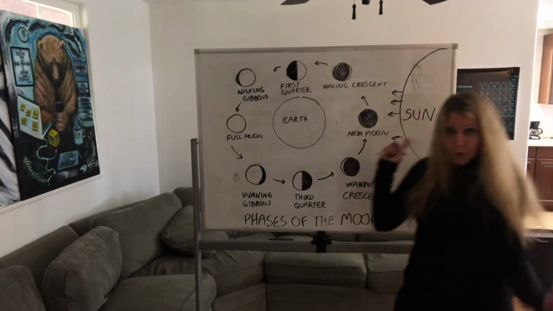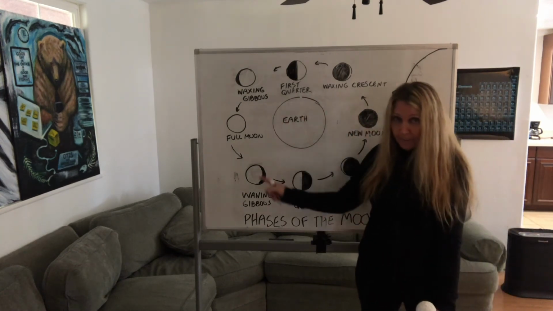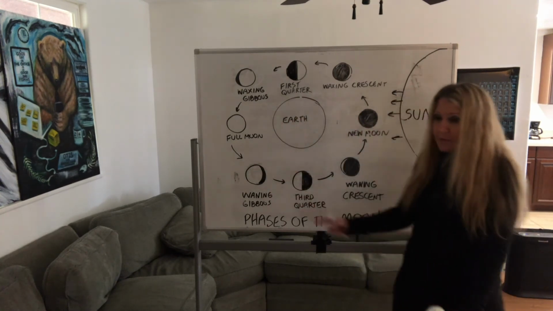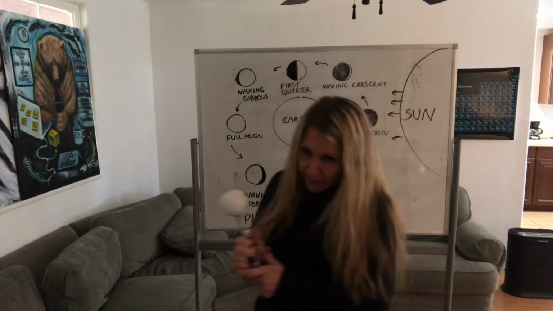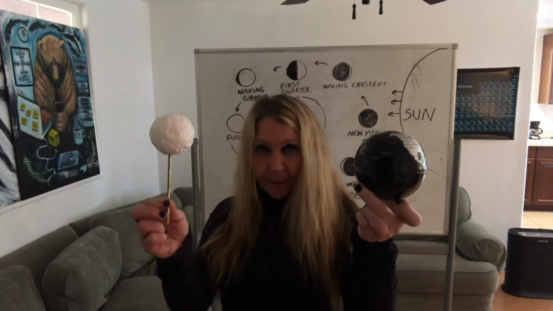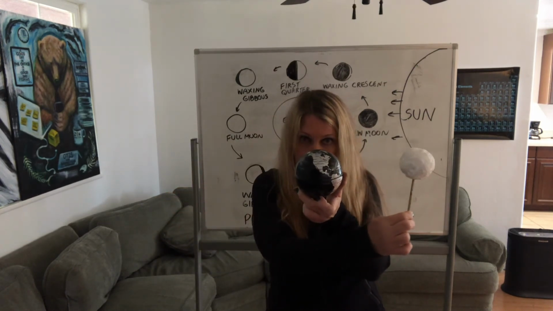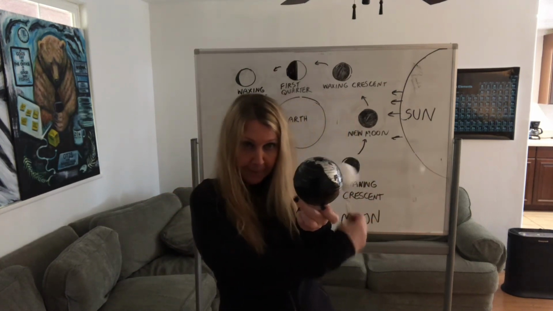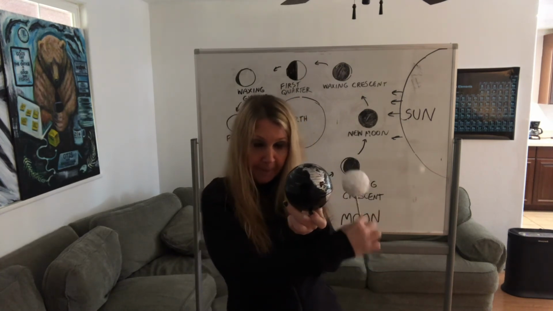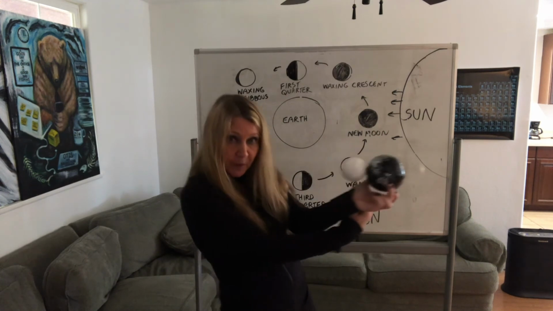And then we're back to new moon. So this is a lunar cycle. It takes about a month. And this is when the moon is going around the Earth. We have the moon, and the moon is going around the Earth. Okay, going around. The Earth goes around the sun. So the moon's going around the Earth, and the Earth is moving around the sun.